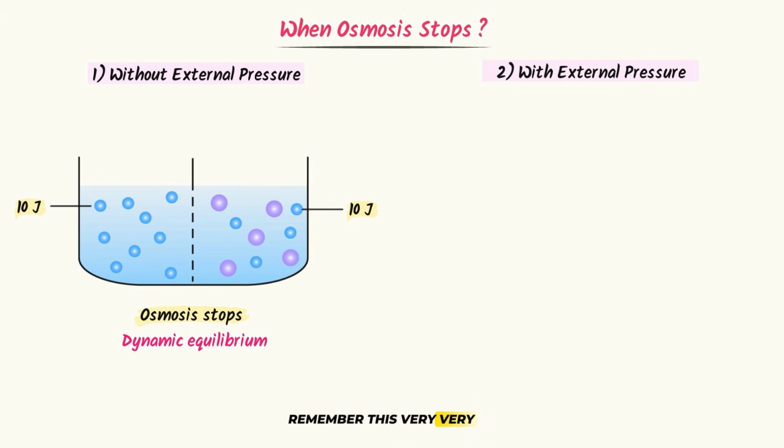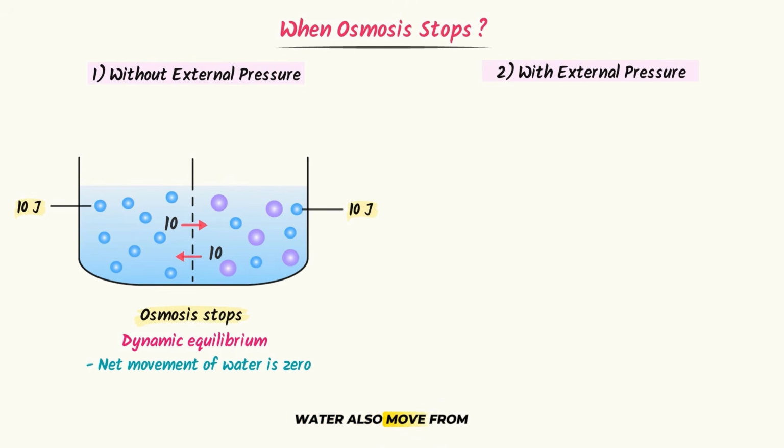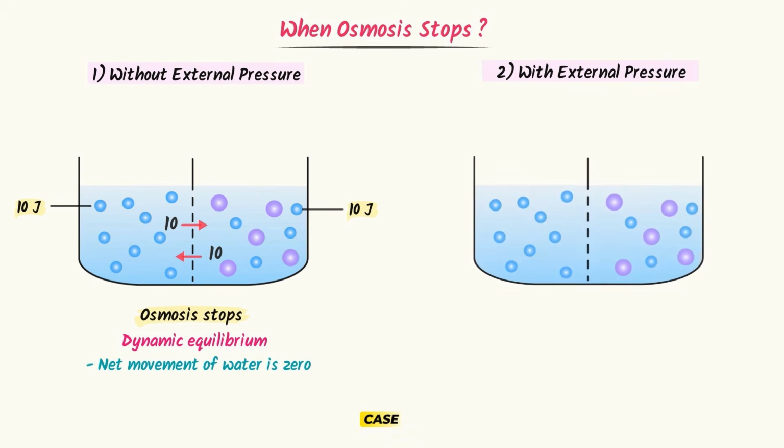Remember this very important point which many students are not understanding. At dynamic equilibrium, the net movement of water molecules is zero. But the water molecules still move from one side to another side. I mean, if 10 molecules of water move from this side, then 10 molecules of water also move from the opposite side. While in the second case, something very interesting happens.